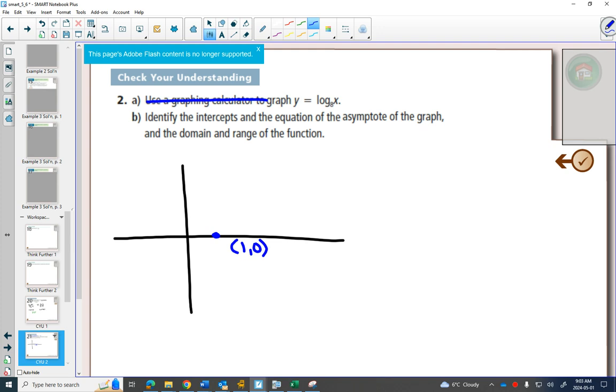How would you know that? Well, if you plugged in 1 for x, you're asking, what exponent do you need to have for something to equal 1? The exponent has to be 0, right? Anything to the 0 is 1. And this would be true if the base was 8, the base was 7, the base was 2, the base was 5. So every single basic log graph with no transformations will always have (1, 0).